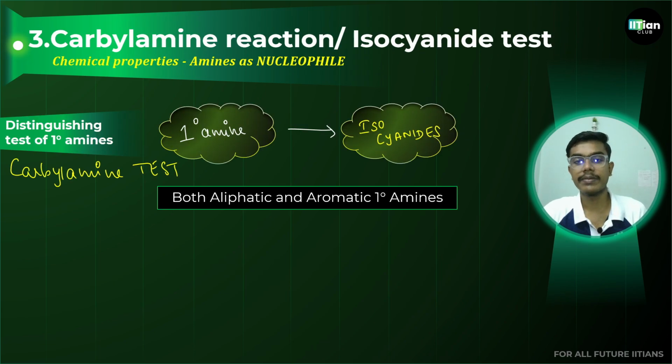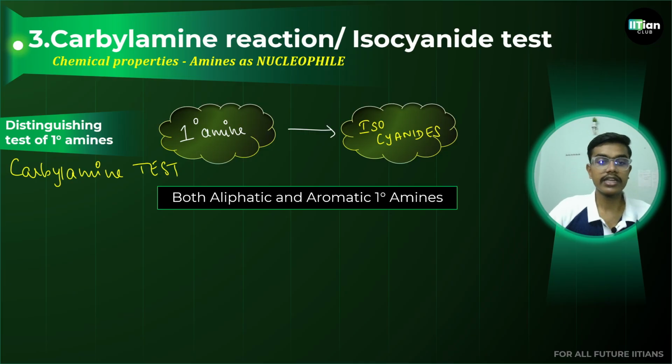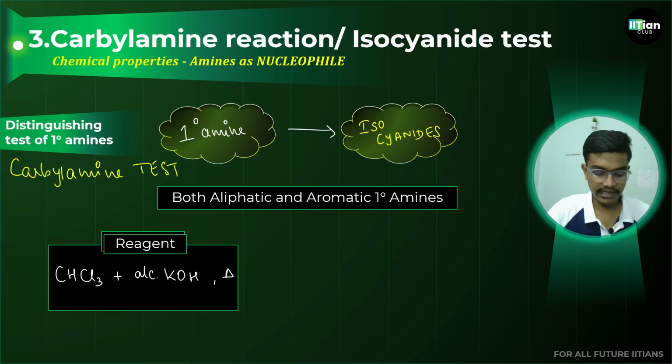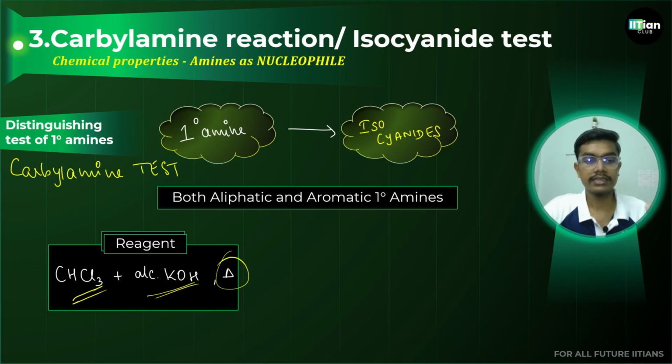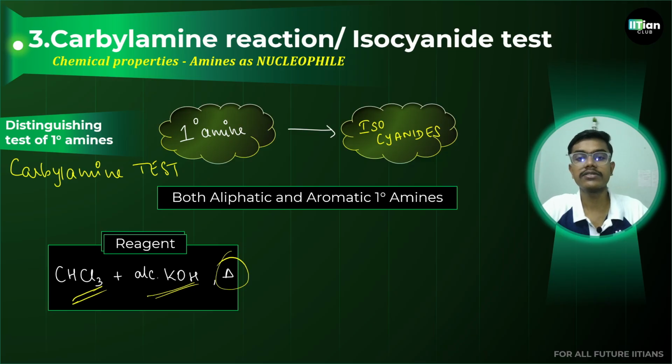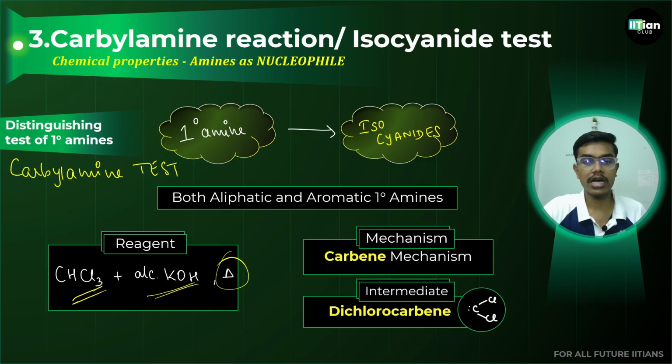Next, we have the carbylamine reaction. This is also the isocyanide test, and this is a test for 1 degree amines. Both aliphatic and aromatic 1 degree amines give this test, and they convert to isocyanides with the reagents chloroform and alcoholic KOH, when you heat it. And this is the carbylamine test because isocyanides produce foul smells which we can detect in the reaction. It follows the carbene mechanism, and the intermediate is dichlorocarbene. You need not worry much about it, just remember this.